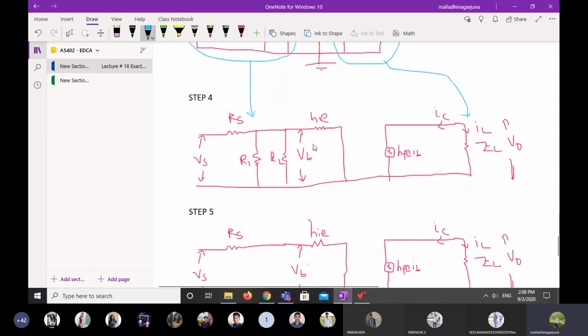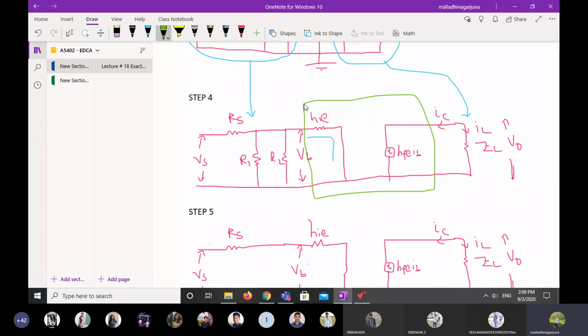So HIE, and there is no HRE into VC, HFE IB, there is no HOE. So simply, this is the simplified H parameter model.